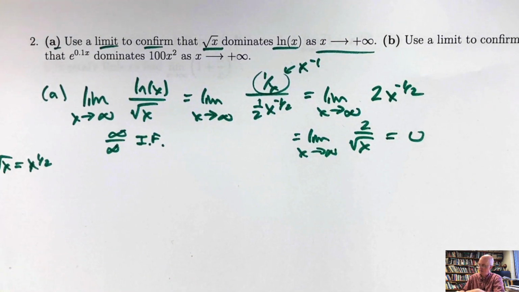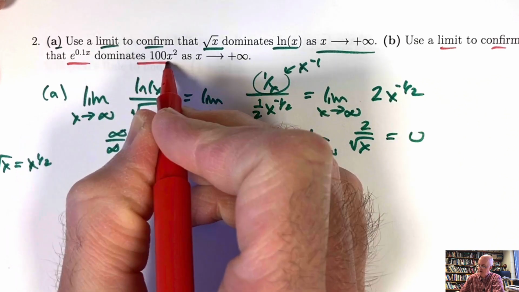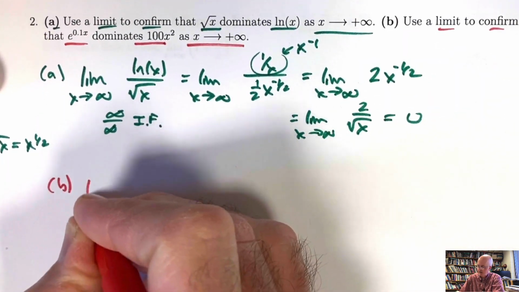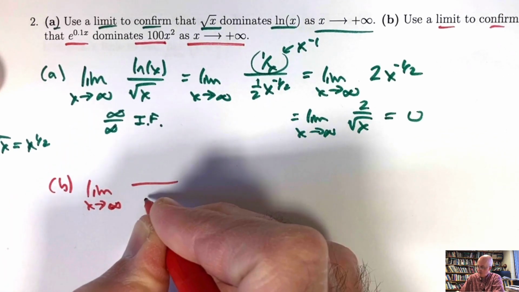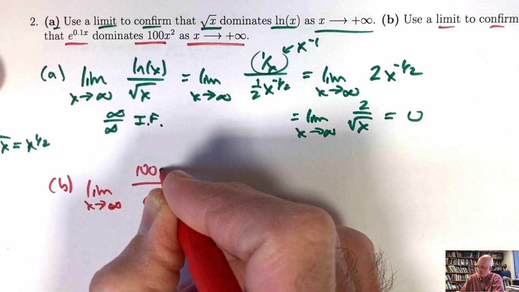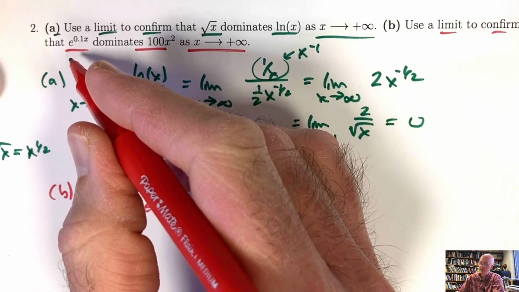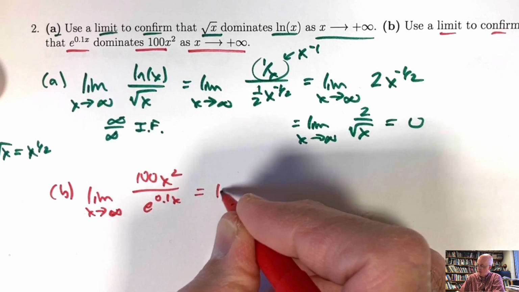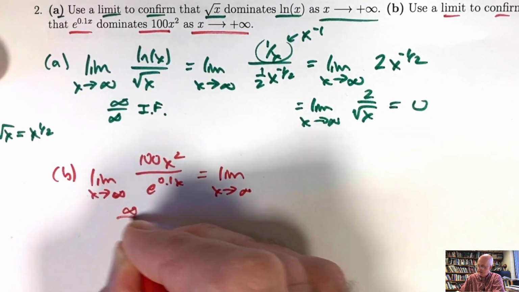We do something similar in part B. Use a limit to confirm that e to the 0.1x dominates 100x squared as x goes to infinity. So we've got to do a similar kind of limit calculation with e to the 0.1x in the bottom and 100x squared in the top. We're wanting to show this goes to 0. That would be enough to show the exponential growth function dominates the polynomial growth function, as you should already know intuitively. This is an infinity over infinity indeterminate form.